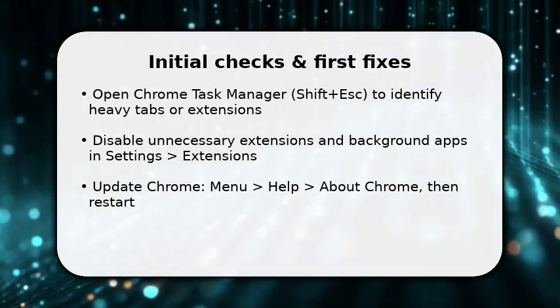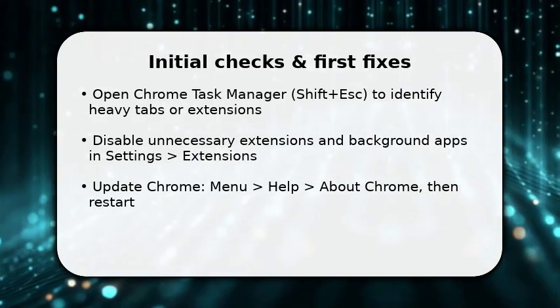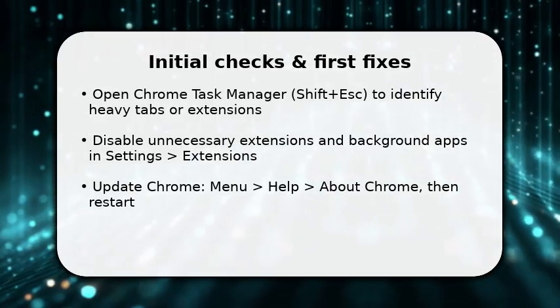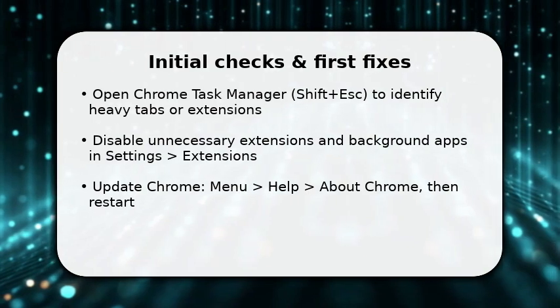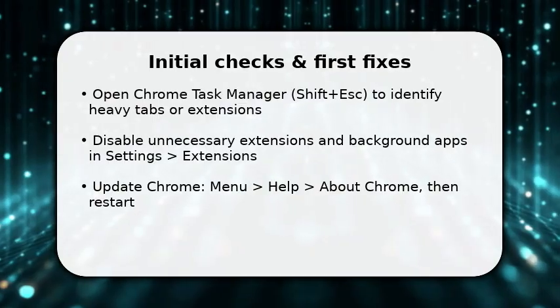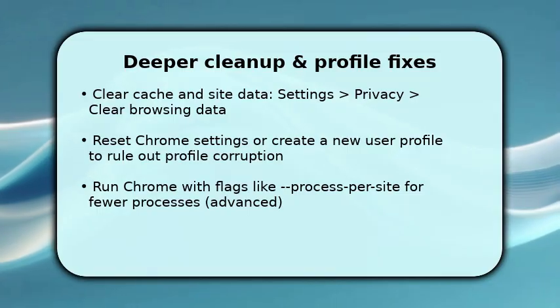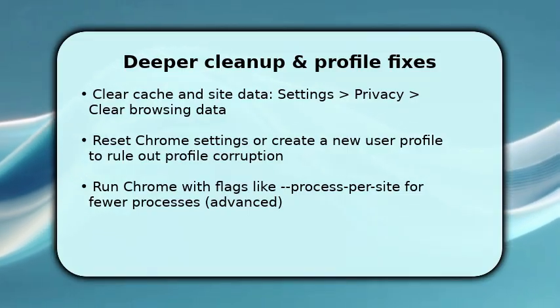Next, update Chrome from menu Help About Chrome and let it restart. Many multi-process bugs are fixed in updates. Make sure background apps are off in settings, so Chrome stops running processes after you close the window. Once done with basic housekeeping, clear cache and site data to remove corrupted files that spawn repeated processes.